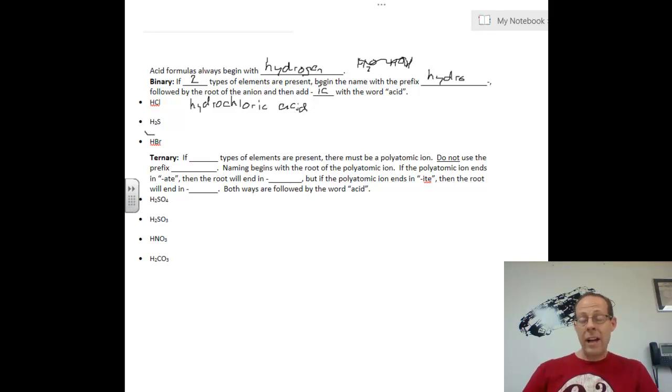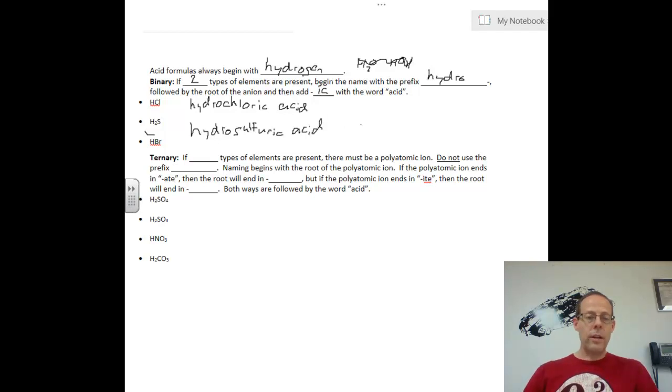Next one, I have H and S. So yes, there's three actual atoms, but it's made of two elements. So I'm going to start it with hydro. And then sulfur. There's not really a root there, it's just sulfur. Ic, hydrosulfuric acid.